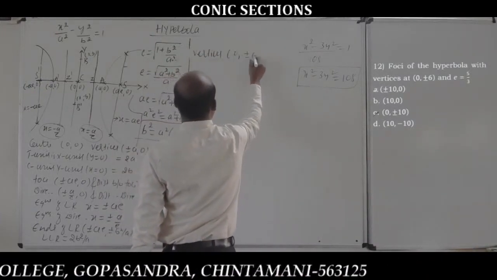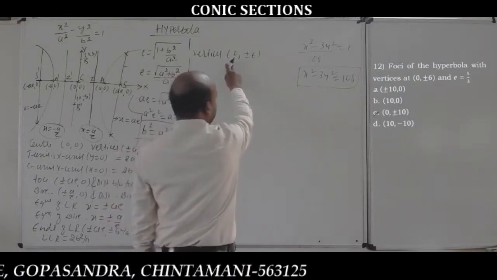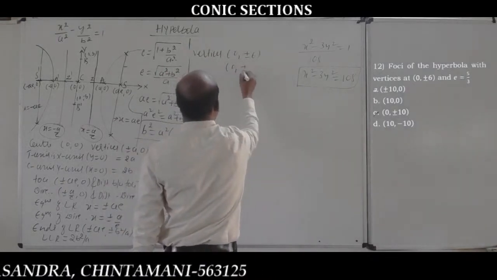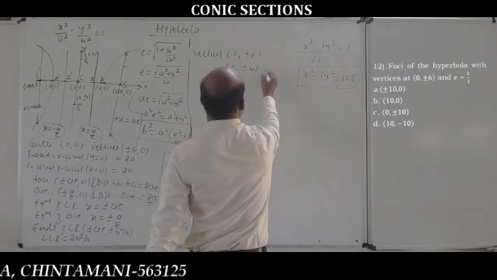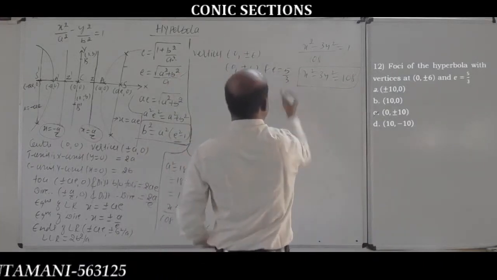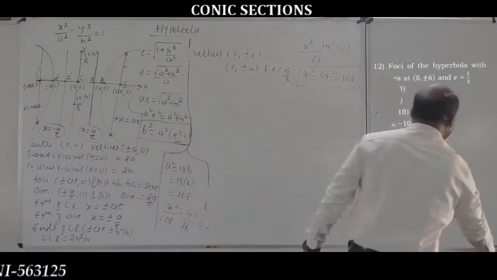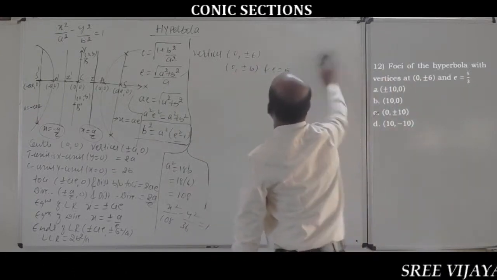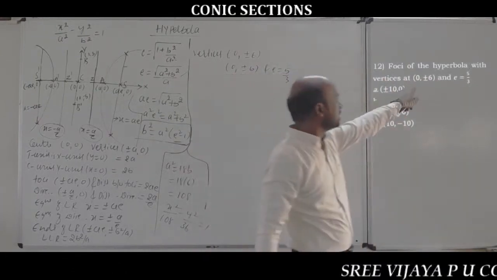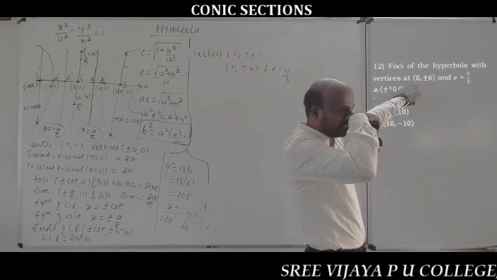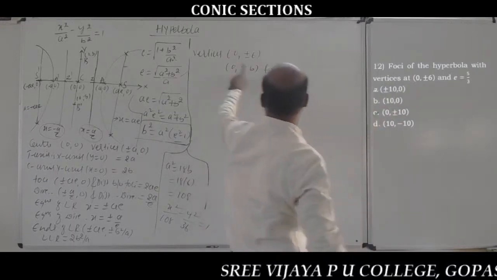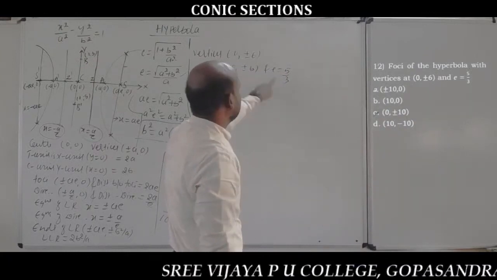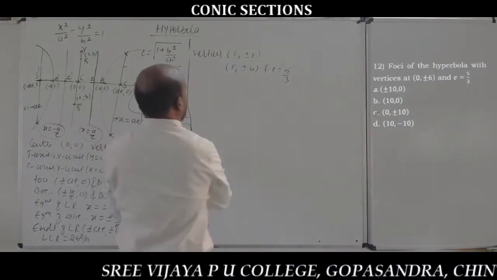vertices 0 comma plus or minus 6. The x coordinate is 0, so you have to take it as 0 comma plus or minus b, and the eccentricity e is equal to 5/3. So we have to find the coordinates of the foci. Since the x coordinate of the vertices is 0, take 0 comma plus or minus b. Okay, conjugate hyperbola, eccentricity is 5/3. What do you get?